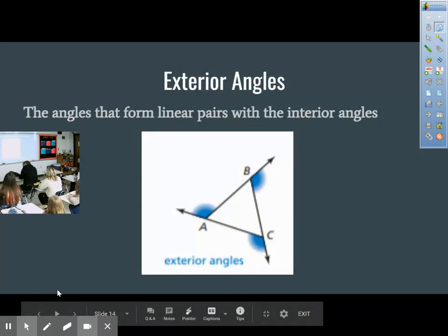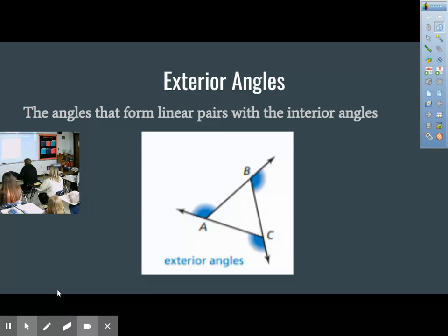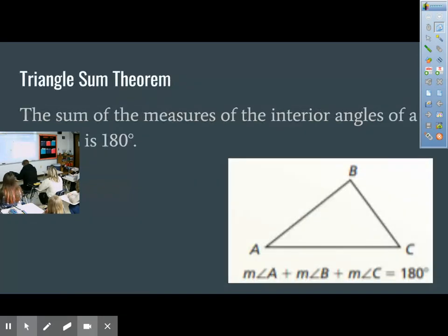Alright, so there was my picture of my interior and exterior label colored in. Alright, so now that we know what interior and exterior are, now let's talk about some theorems. The triangle sum theorem. So first, over there on the left, you're going to need to write what the triangle sum theorem says in words, and I will move that picture out of your way in just a second.